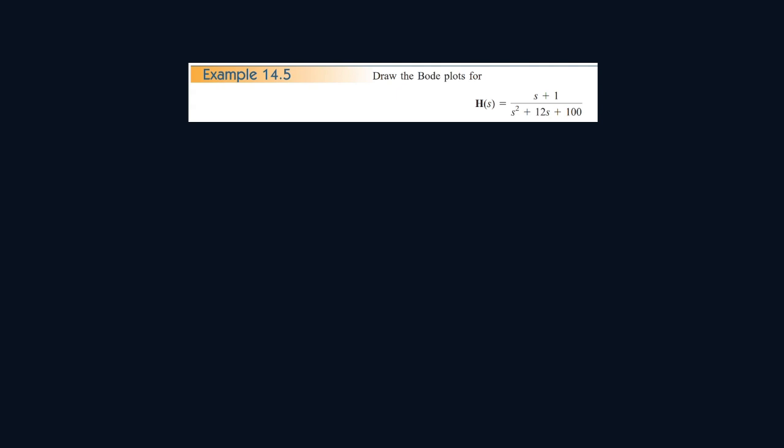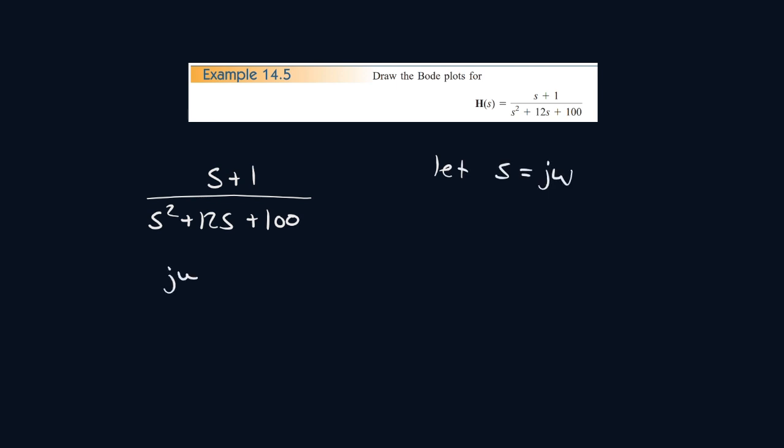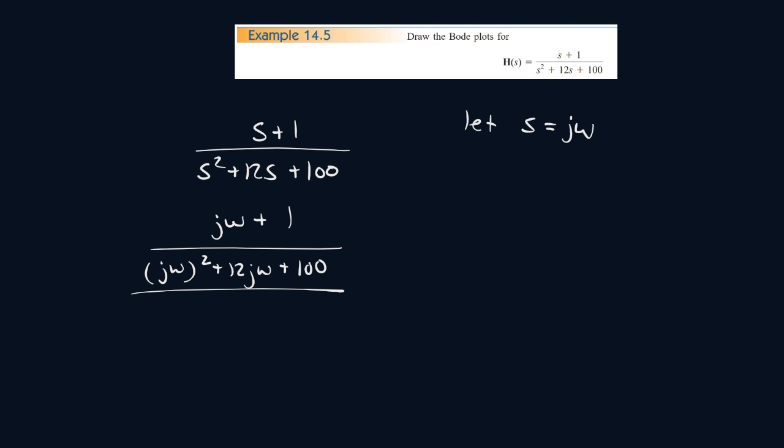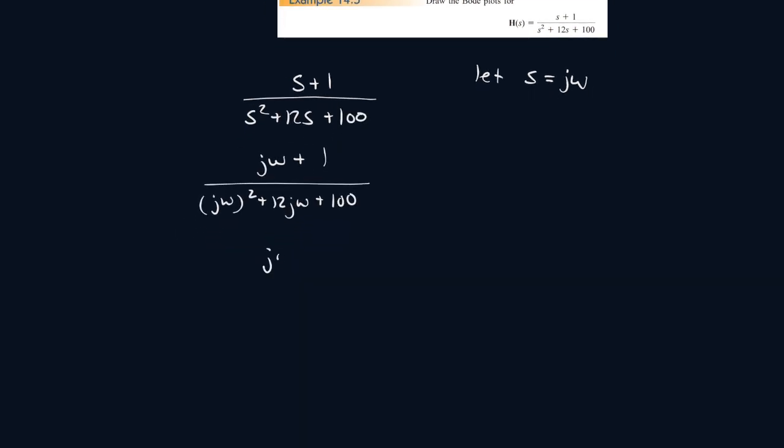So for this transfer function, we have to sketch its Bode plots. We have s plus 1 all over s squared plus 12s plus 100. We're going to let s equal jw. Okay, so now we see this is not factorable, but we can still factor out the 100. So we'll do that.